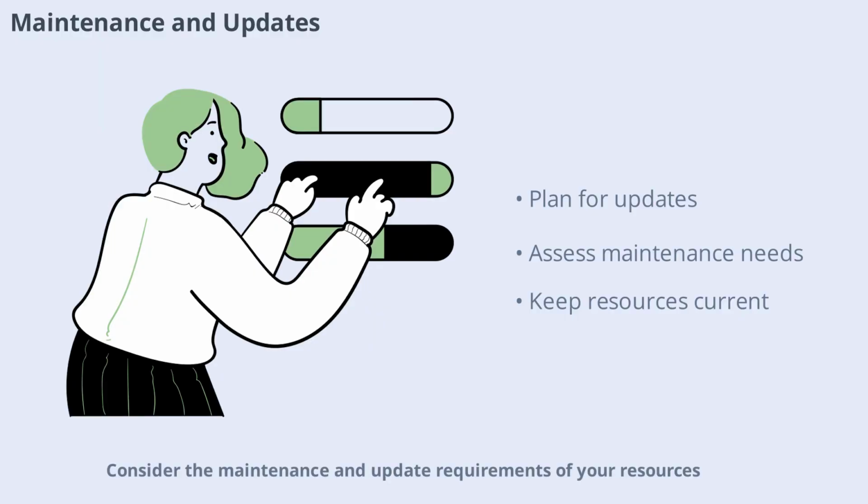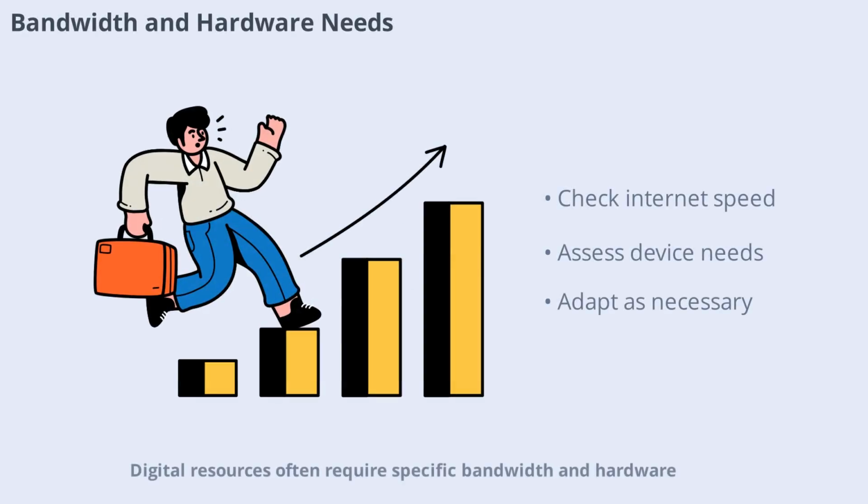Consider the maintenance and update requirements of your resources. Digital tools may need regular updates, while printed materials might require reprinting or revision. Factor these needs into your feasibility assessment. Digital resources often require specific bandwidth and hardware. Check if your classroom has the necessary internet speed and devices. If not, consider alternatives or adaptations that fit your context.